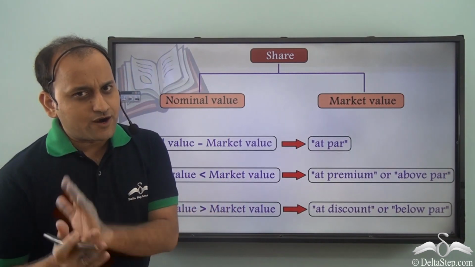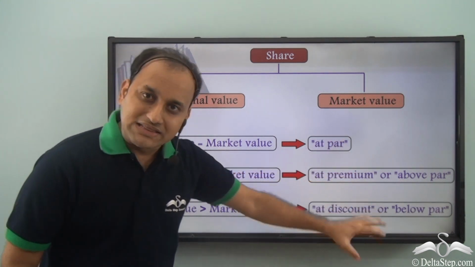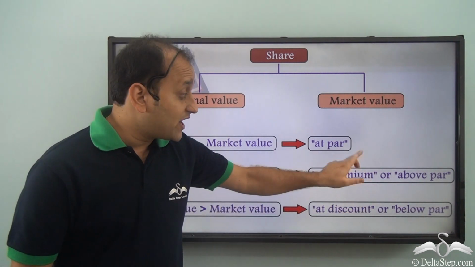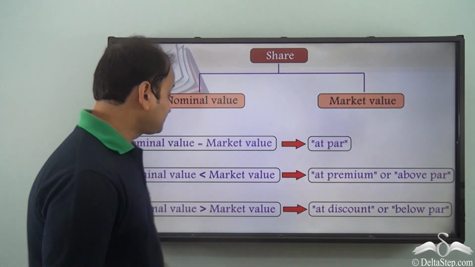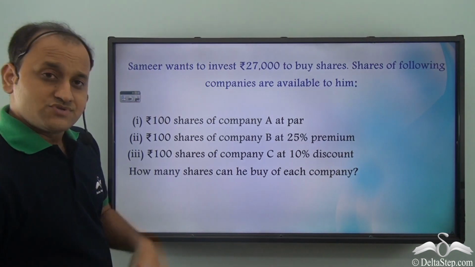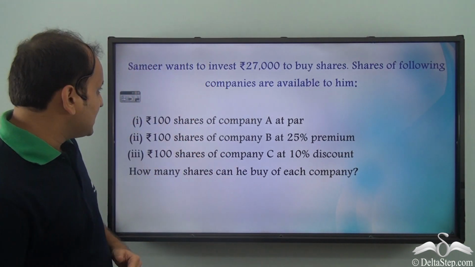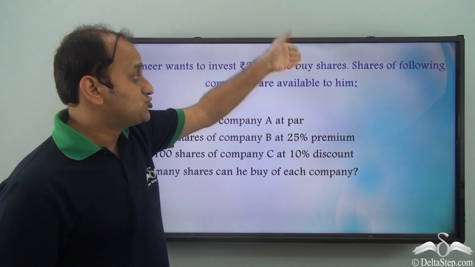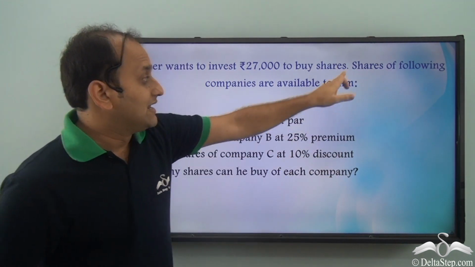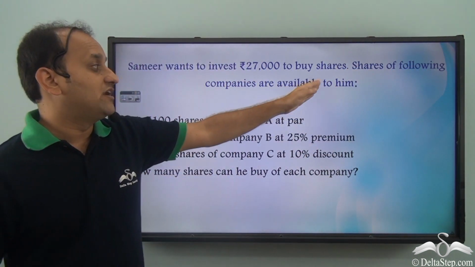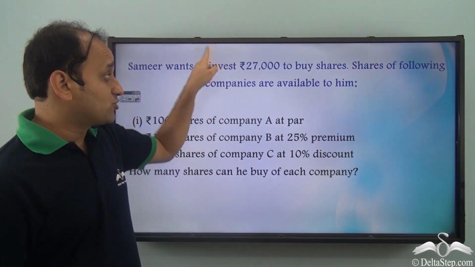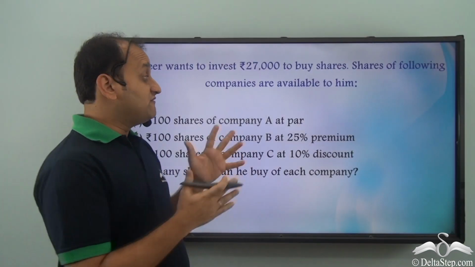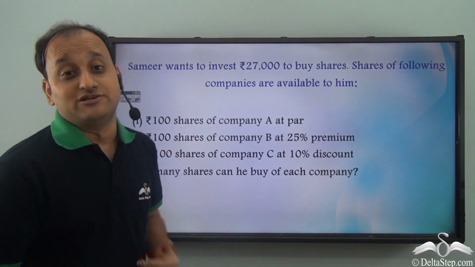Now, let's solve a word problem where you will encounter all these phrases, and we'll understand how our calculations will change according to these phrases. So we have this particular question. The question says Samir wants to invest rupees 27,000 to buy shares. Now, shares of the following companies are available to him. So he has a total of 27,000 rupees which he can invest. And now we will see what are the options available to him.